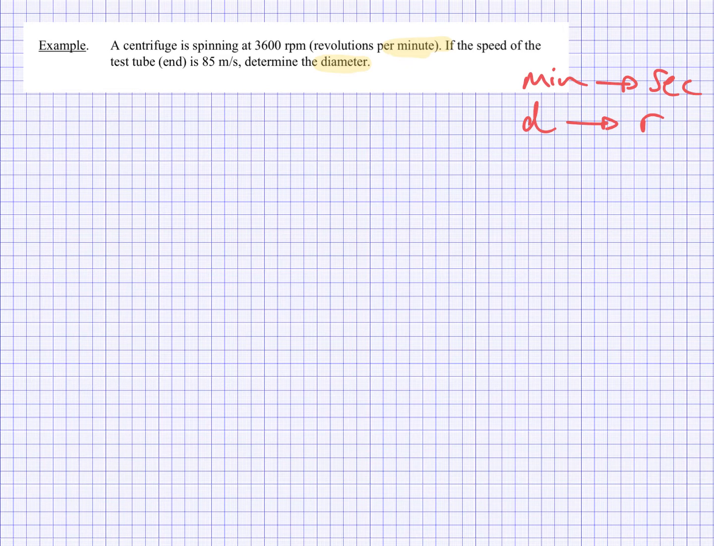And let's go ahead and do that right away with my 3,600 revolutions per minute. So 3,600 revolutions per 1 minute. Now this is cycles per unit of time. So this is a frequency. So that's also important to mention. That's a frequency of 3,600 revolutions per minute.